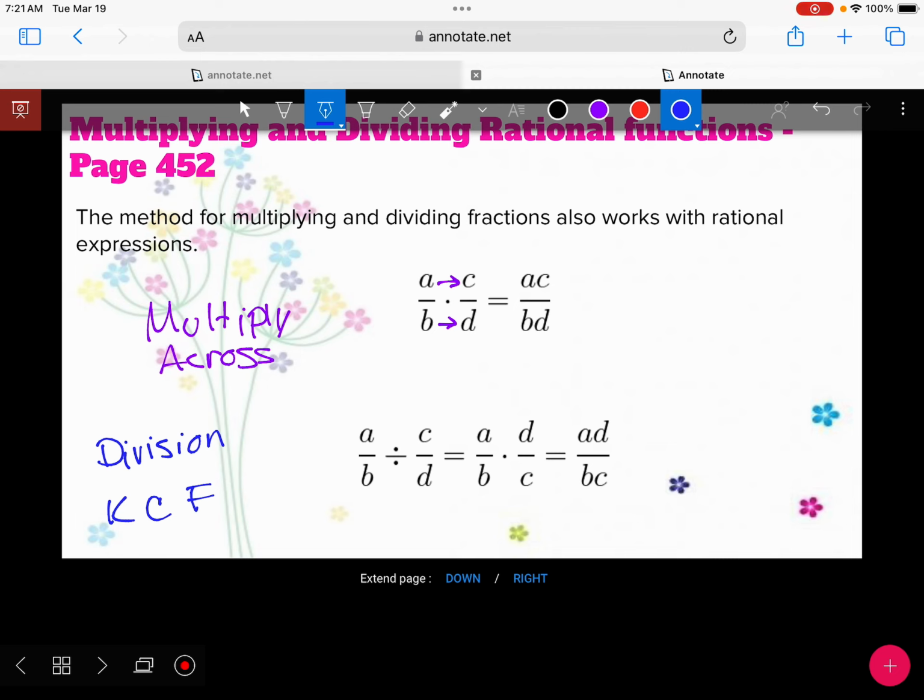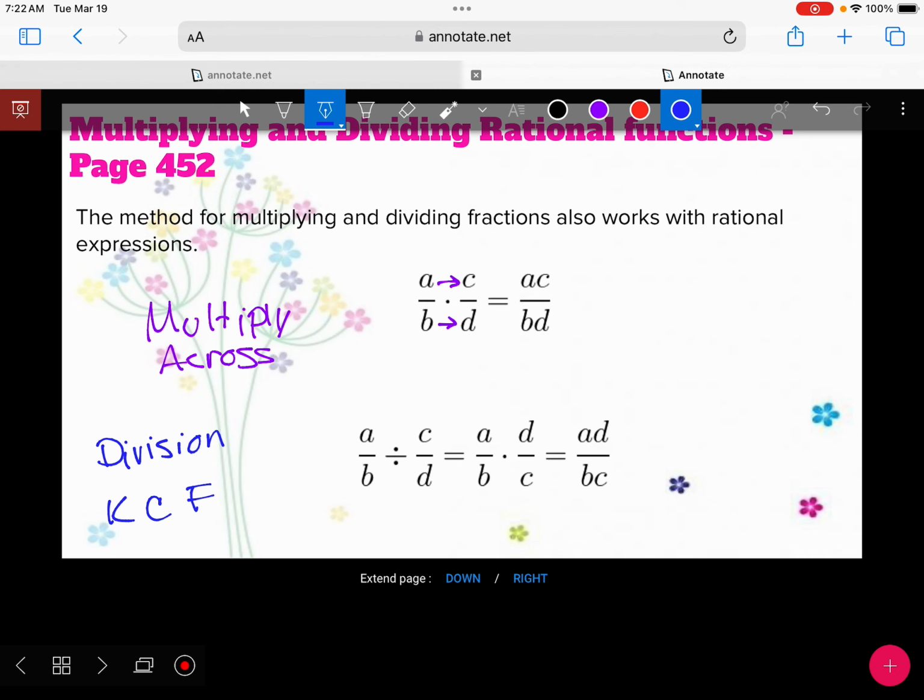So just because our fractions are going to look super gross doesn't change how we deal with them. So when we multiply, we multiply across. For division, we do keep, change, flip. And then we're back to multiplying, so we multiply across. Keep, change, flip feels like a cheat code or something, but it's multiplying by the reciprocal, which is a definition of division. We just use keep, change, flip because it's easier.